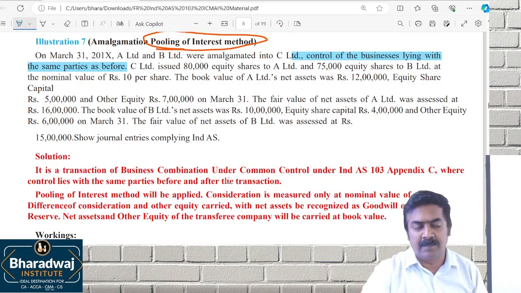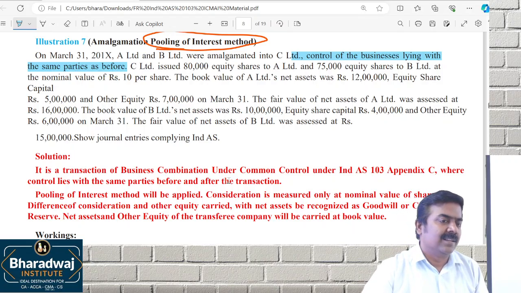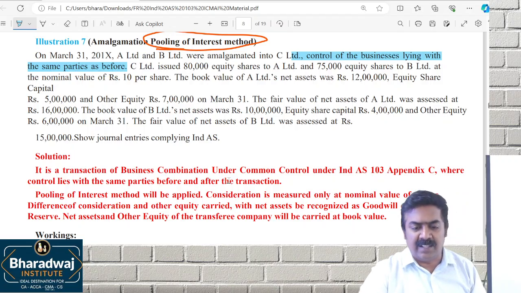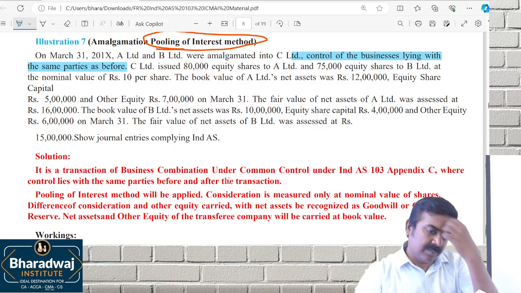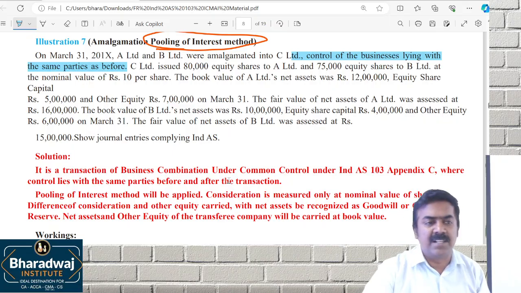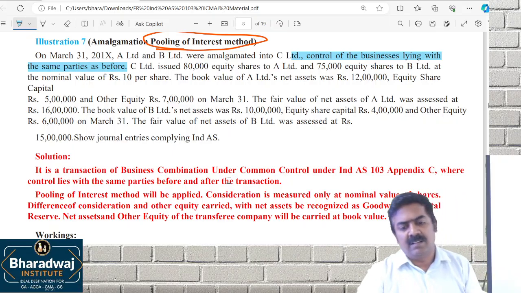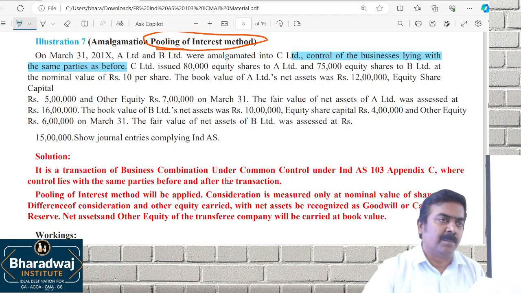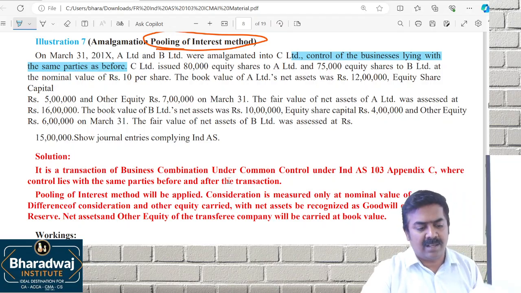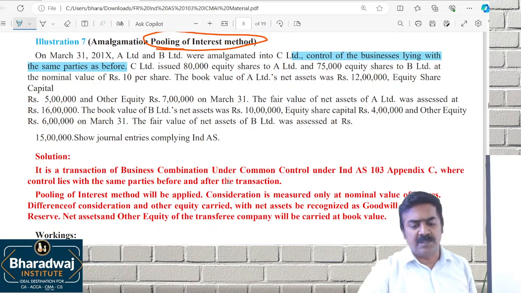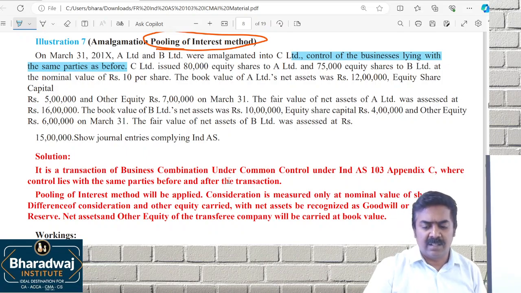Next separate line. The balance, if any, will be recognized as goodwill or capital reserve.